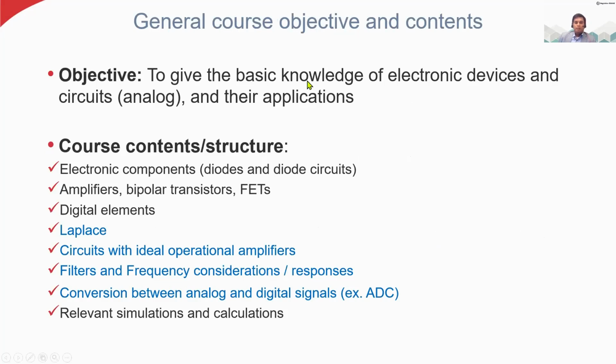So the general course objective and contents. The main goal of this course is to give the basic knowledge of electronic devices and circuits. And of course, where we are going to use these circuits, that is the applications. Mainly, this course is going to focus on analog devices or analog electronics.